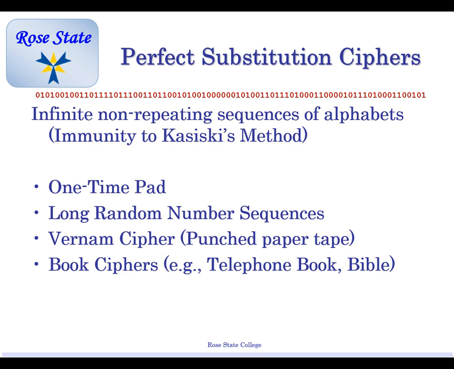There's no repeating stuff. A one-time pad, have you ever heard of a one-time pad? Just a big long list of numbers. It's not repeated at all. Now, does that mean the 2 and the 7 can never be next to each other? They can be, but it's not a repeating pattern. It could be a long random number sequence, punch paper tape, or how about a book?